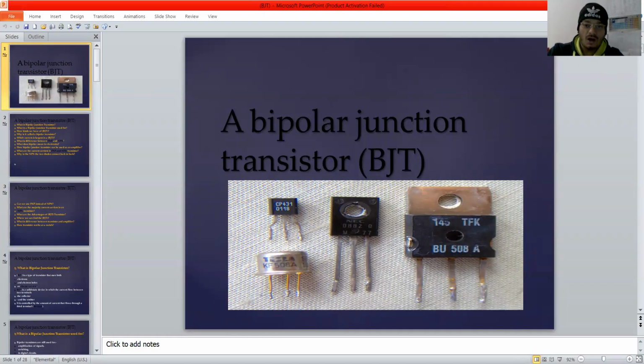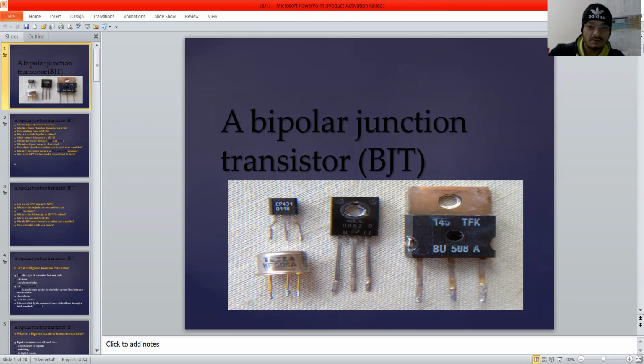Good afternoon, everyone. Today, our lecture will be on an interesting topic. This interesting topic will be the BJT. What does that mean? That means bipolar junction transistor.